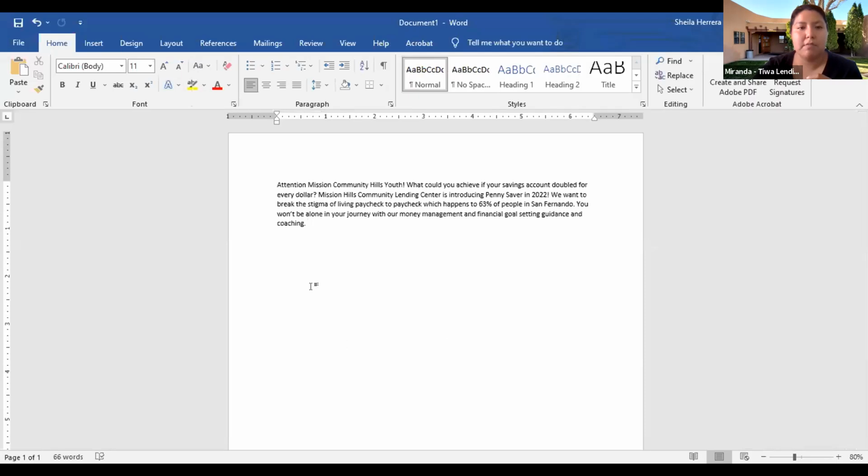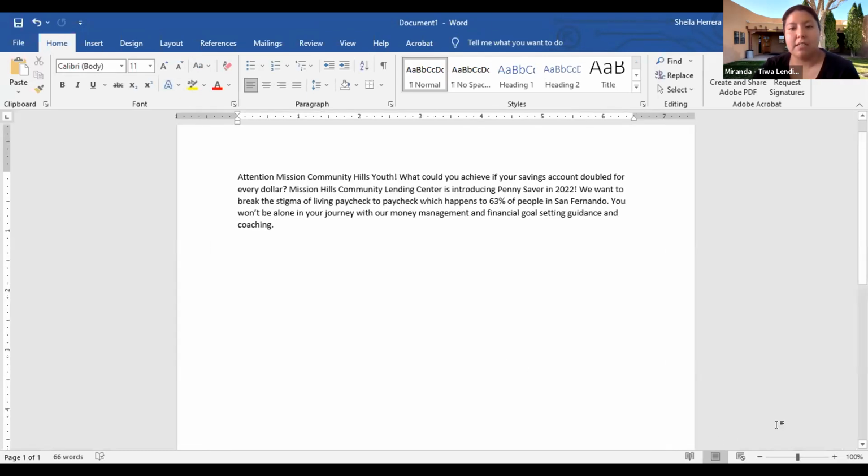So what we pretty much did was saying, which I think should change to San Fernando, but we got stuck on the Mission Community Heals. So pretty much saying, attention, Mission Community Heals youth. What could you achieve if your savings account doubled for every dollar? And then putting in Mission Hills Community Lending Center is introducing Penny Saver in 2022. And that's where we got cut off, but we wanted to add in a statistic. We weren't sure if we wanted to do the statistic prior or after. So we all agreed on doing it after.